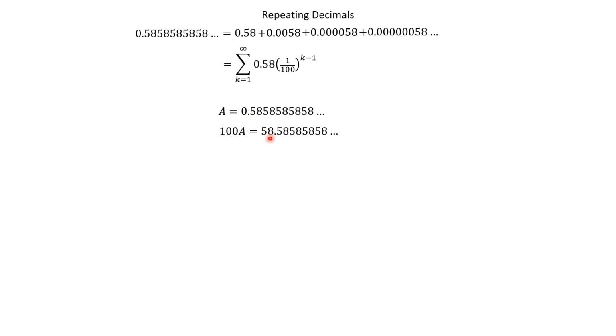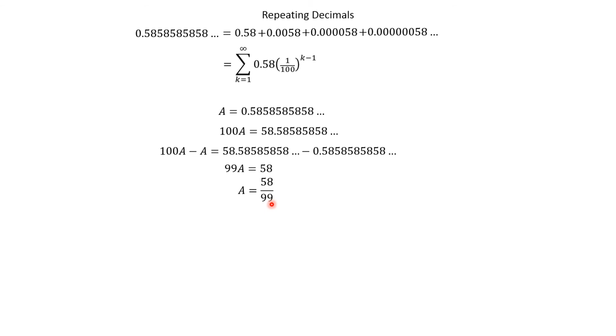Well, if I have 100a and I subtract a, 58.58585858 minus 0.58585858, wouldn't those decimals cancel? So we get 100a minus a is 99a, and then 58.58 repeating minus 0.58 repeating is just 58. Then we can divide. A equals 58 over 99. And we could reduce from there if we can. This one's not going to reduce, though, so we don't have to worry about that.